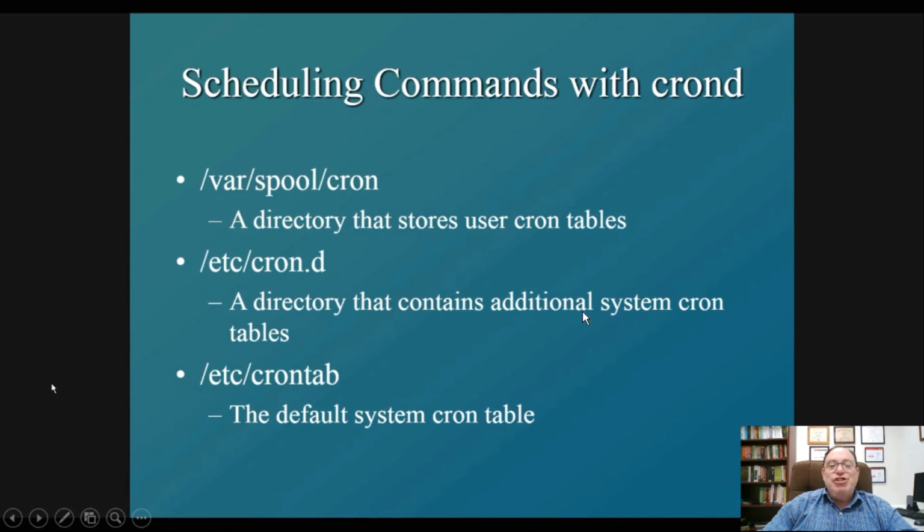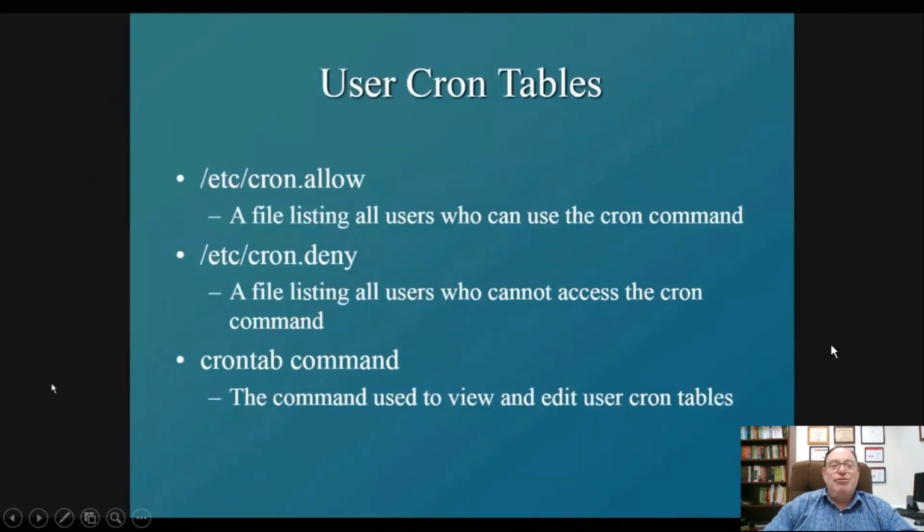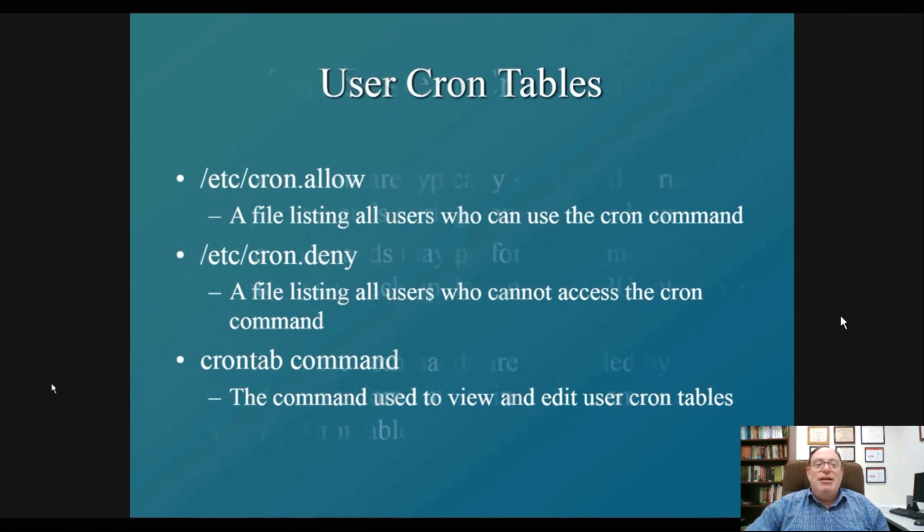But this is where the cron tables actually are, because they're variable. Okay, the system cron tables, they're in the /etc. They're actually more configuration type of files. User cron table, similar to the at, there's a cron.allow, and that contains a listing of all the users who can use the cron command, and cron.deny is a listing of all the users who cannot use the cron command. The crontab command is the command used to view or edit the user cron tables. So crontab lets you actually look at the tables and possibly edit them.